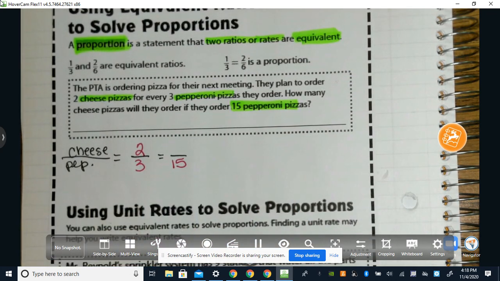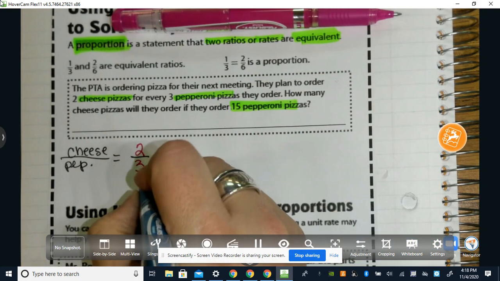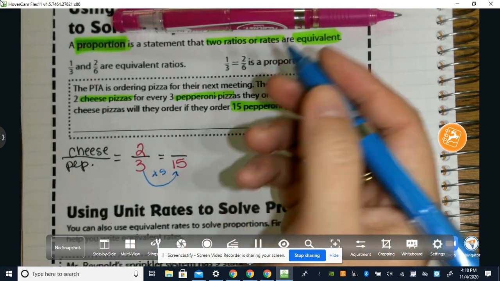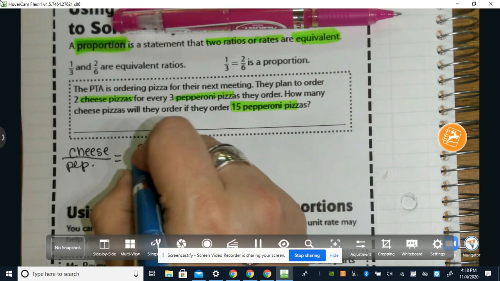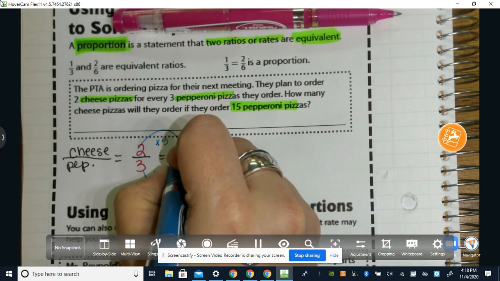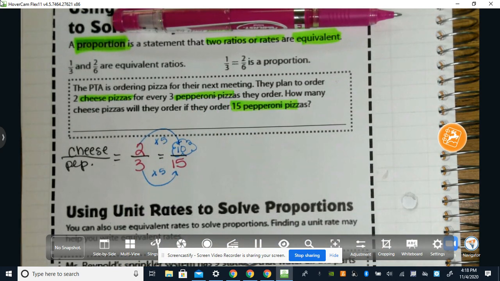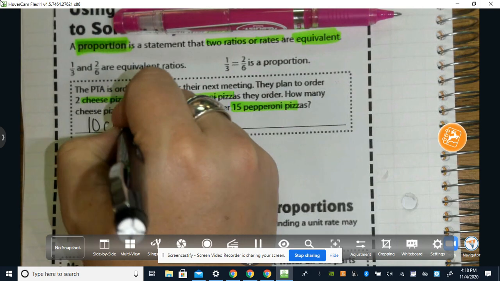So now I've got to think to myself, well, how do I go from 3 to 15? Well, 3 times 5 gives me 15. Okay, if I do it to the bottom, I have to do the same to the top. So times 5, which would give me 10. So how many cheese pizzas will they order? They will order 10 cheese pizzas.